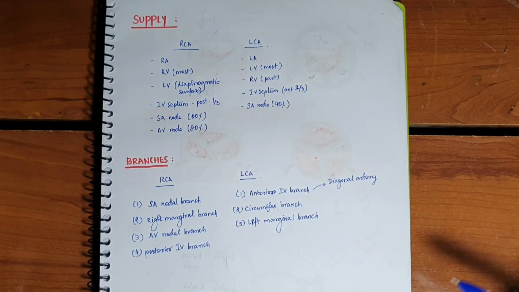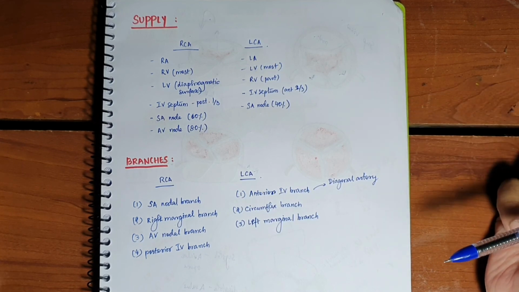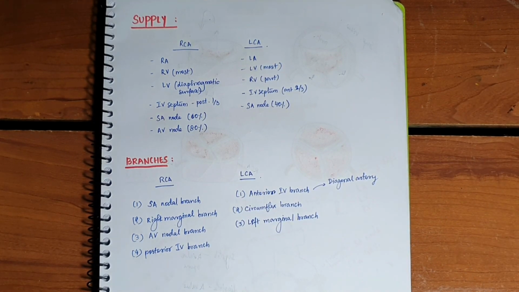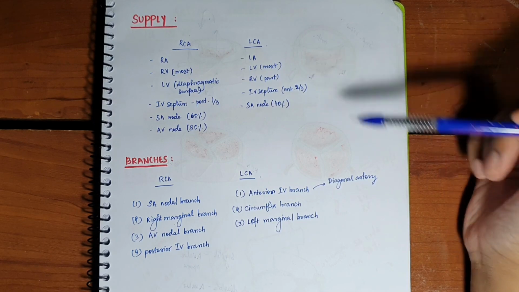This is a summary of the supply and the branches of the coronary arteries. We have the right coronary artery and the left coronary artery arising from the coronary sinuses. These are their branches and these are the parts of the heart that they supply.